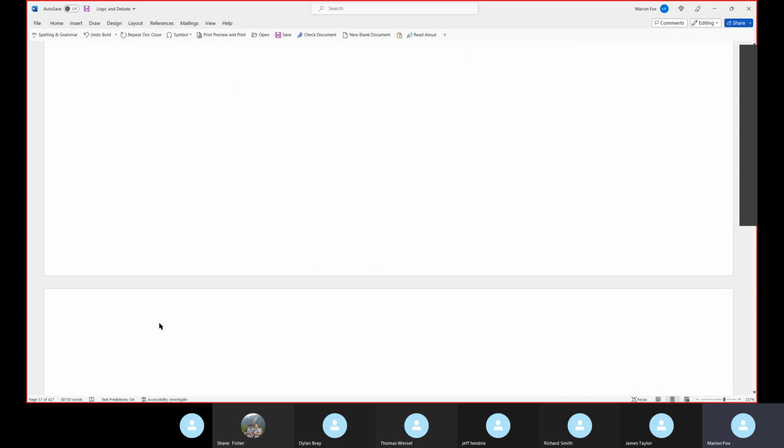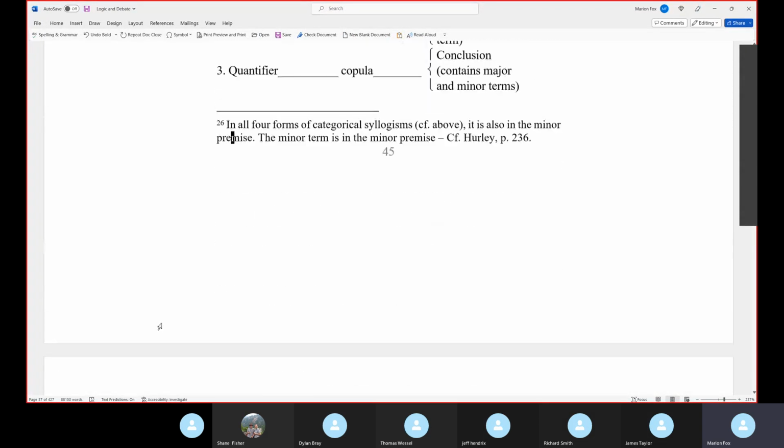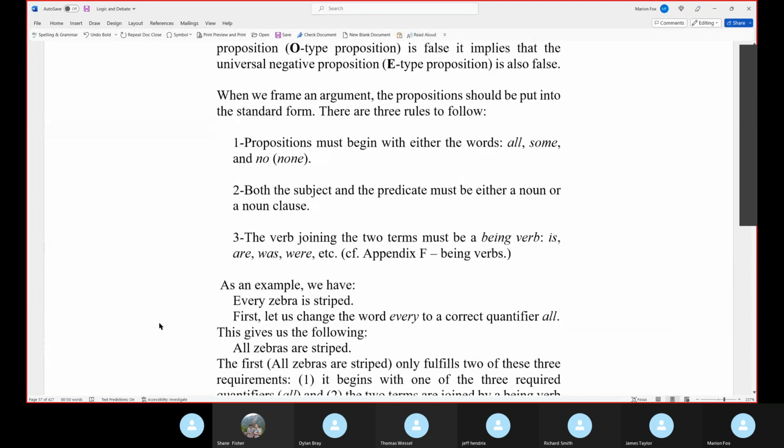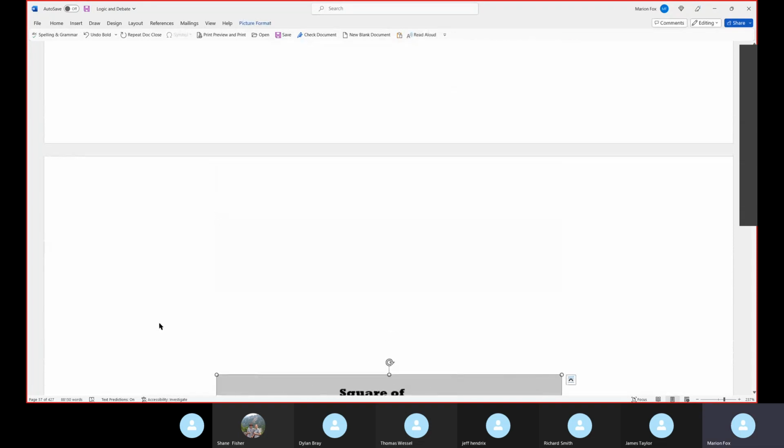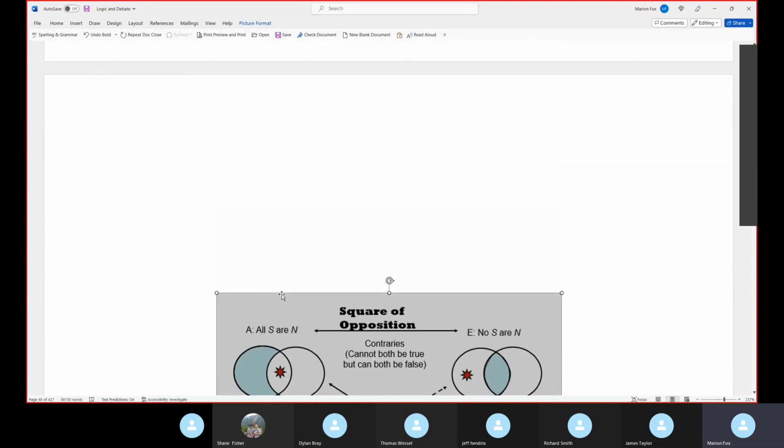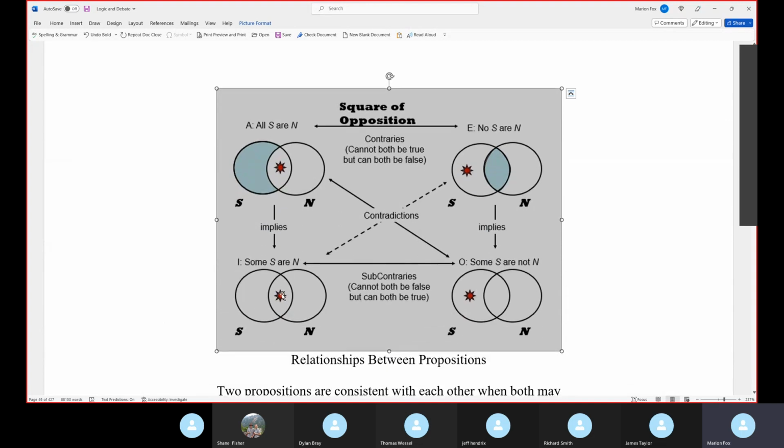I'm going to have to put the square of opposition chart up there. There it is. Now let's see here.